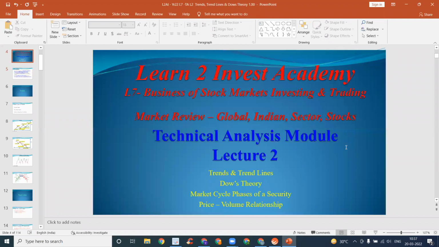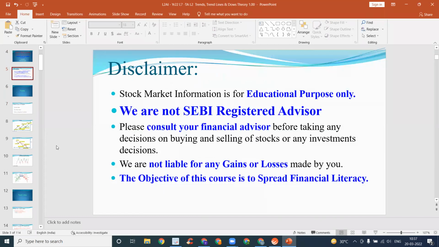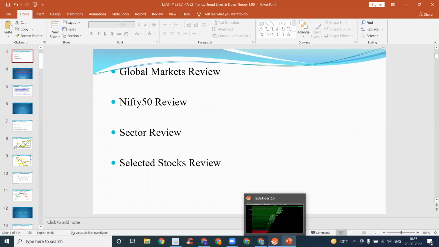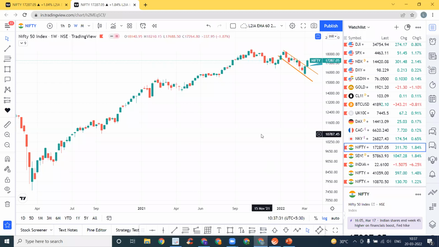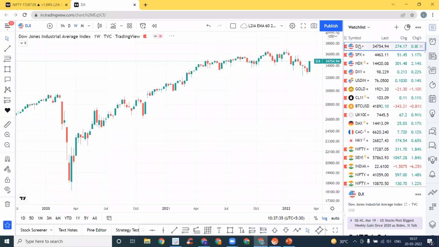So we will be seeing the markets from the global markets review, then we'll see the Nifty 50, the sectors, and the selected stocks. So let us see the global markets. First, we'll see the Dow Jones Index, the mother market.